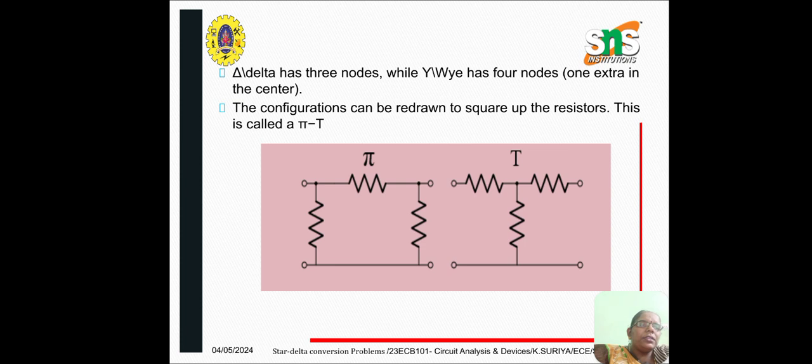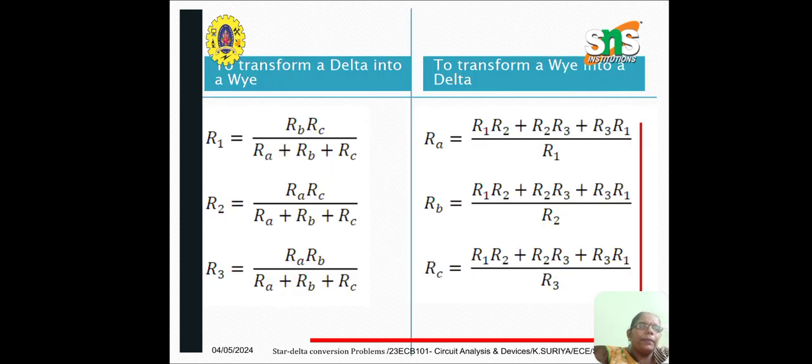The configurations can be redrawn like a square shape as shown in the figure, and this type is known as pi network and T network. So instead of star and delta, you can also write it as T and pi network. So this is the equation for transforming a delta network into a star network and a star network into a delta network.